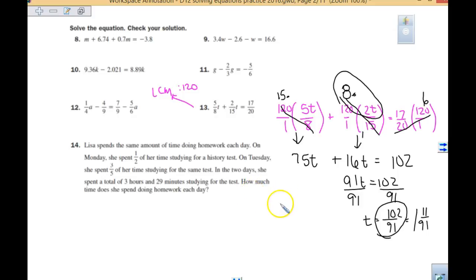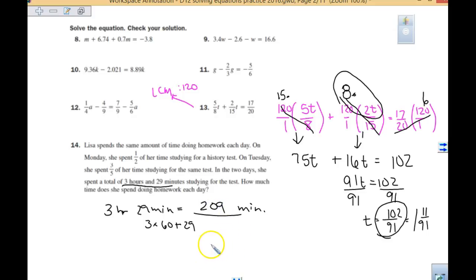Let's look at number 14. 14 was kind of tricky in that they gave us this time, and you kind of start writing the equation, and then they say you studied for a total of 3 hours and 29 minutes. We need to convert 3 hours, 29 minutes all to minutes. How many minutes are we talking about? We're going to take 3 times 60, right, plus 29. So 180 plus 29 gives us 209 minutes, okay?